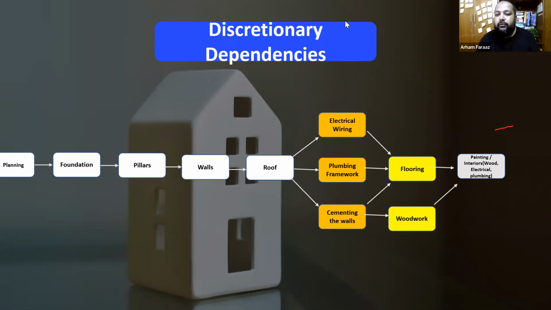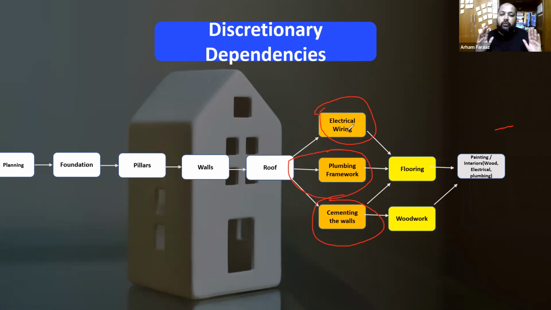So once the roof was built, we could get started on all these things. So that's what it says. Discretionary dependencies actually help in fast tracking and crashing. You want to reduce the schedule duration, so fast tracking can be done. Things can be done in parallel. Plumbing can be done independent of electrical, except for the same wall or same place where lines are overlapping.